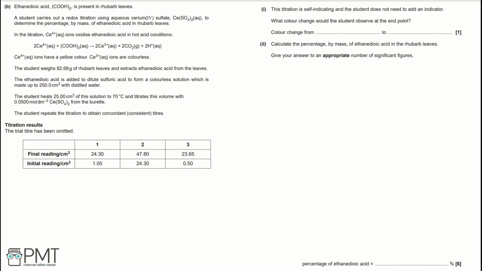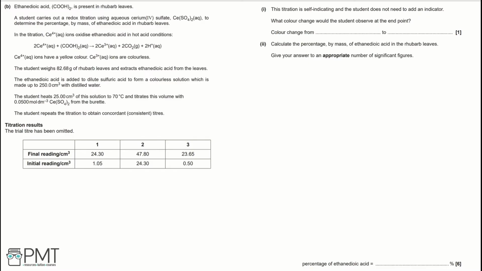Part B. Ethane dioic acid, (COOH)2, is present in rhubarb leaves. A student carries out a redox titration using aqueous cerium(IV) sulfate, Ce(SO4)2(aq), to determine the percentage by mass of ethane dioic acid in rhubarb leaves. In the titration, Ce4+(aq) ions oxidize ethane dioic acid in hot acid conditions.